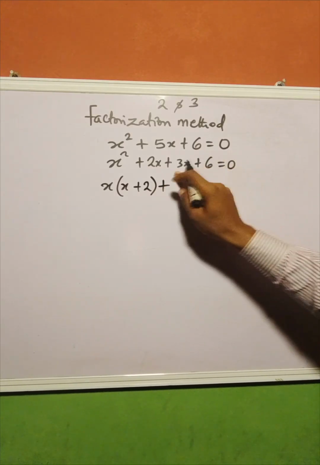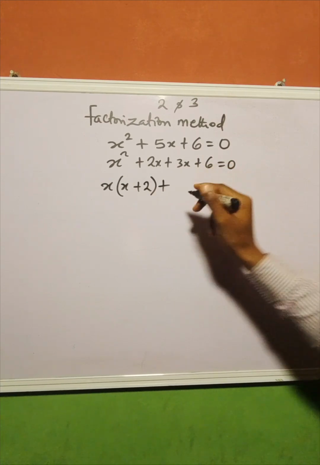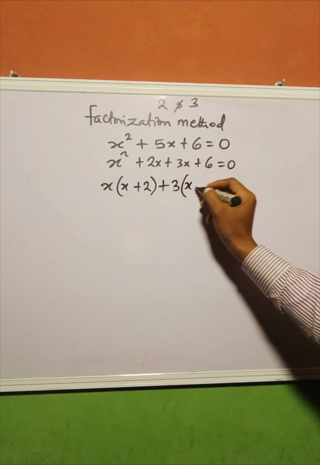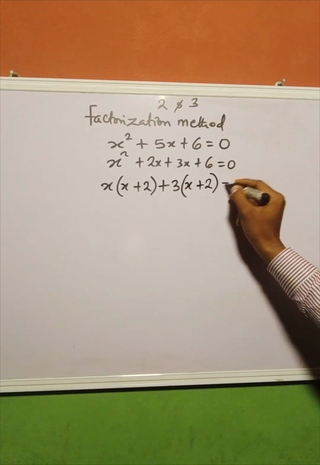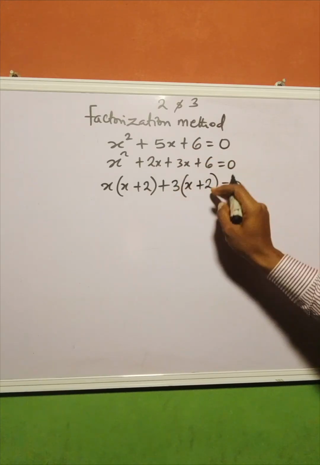Now this one, what is common between these two? 3. 3 can divide this. 3 can also divide 6. So you have 3 outside. When 3 leaves here, you have x. And when 3 leaves 6, you have what? 2. So equals 0. That's division, right? 3 divides this, x. 3 divides 6, 2.